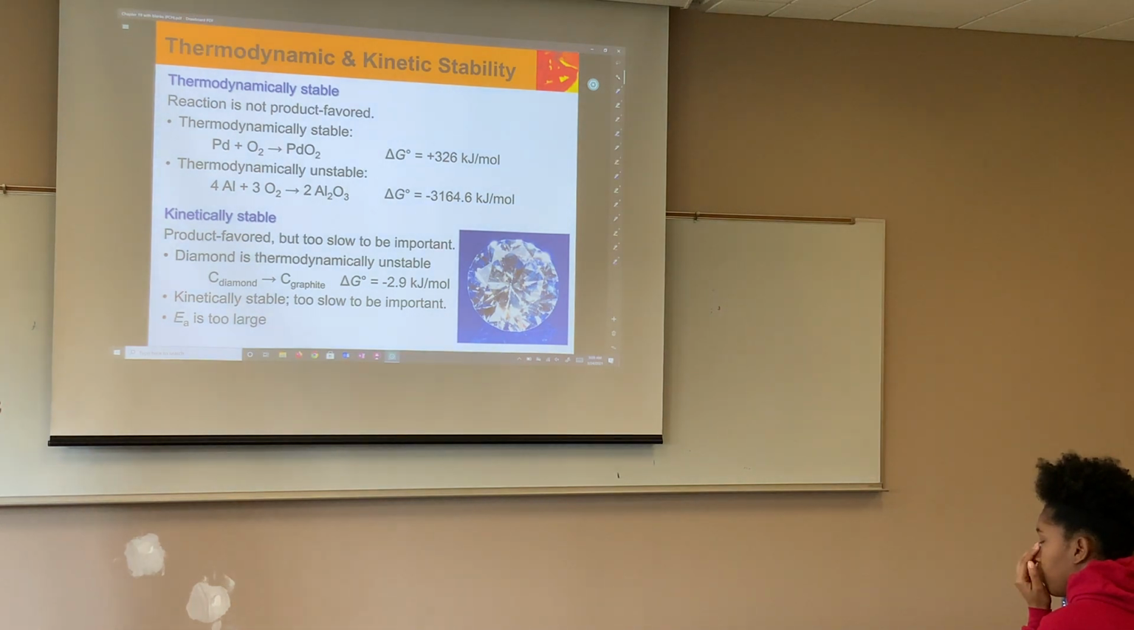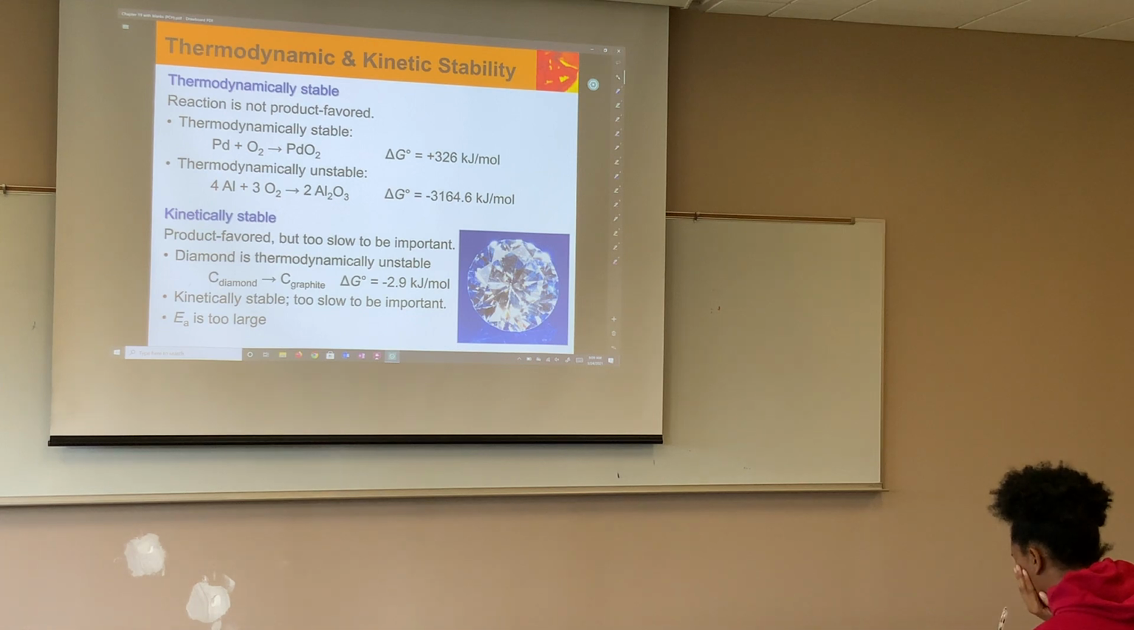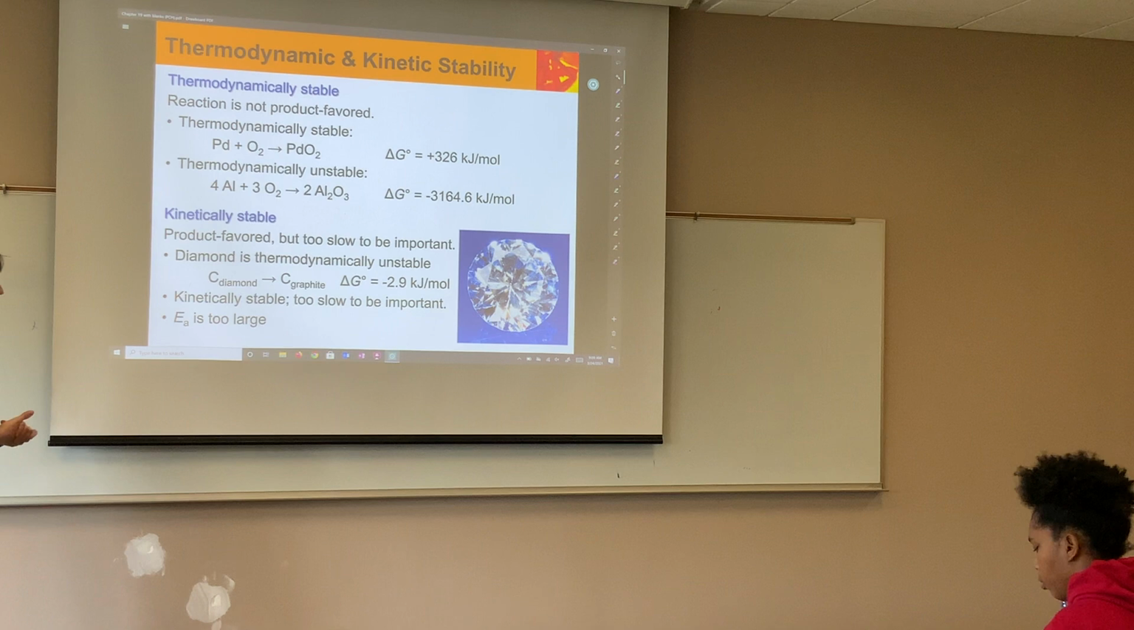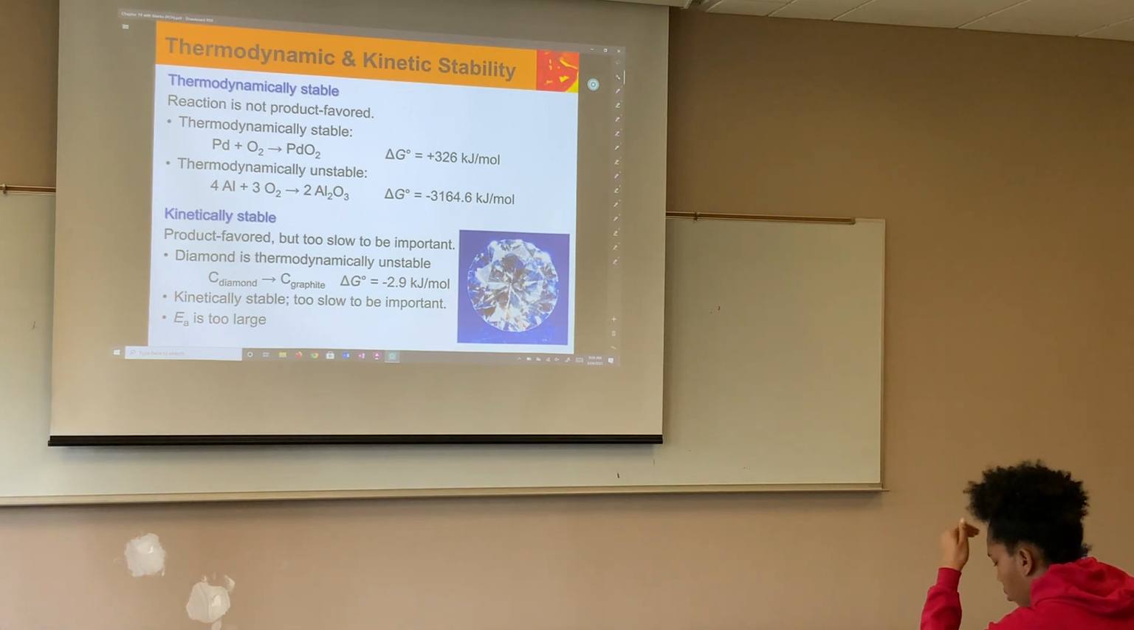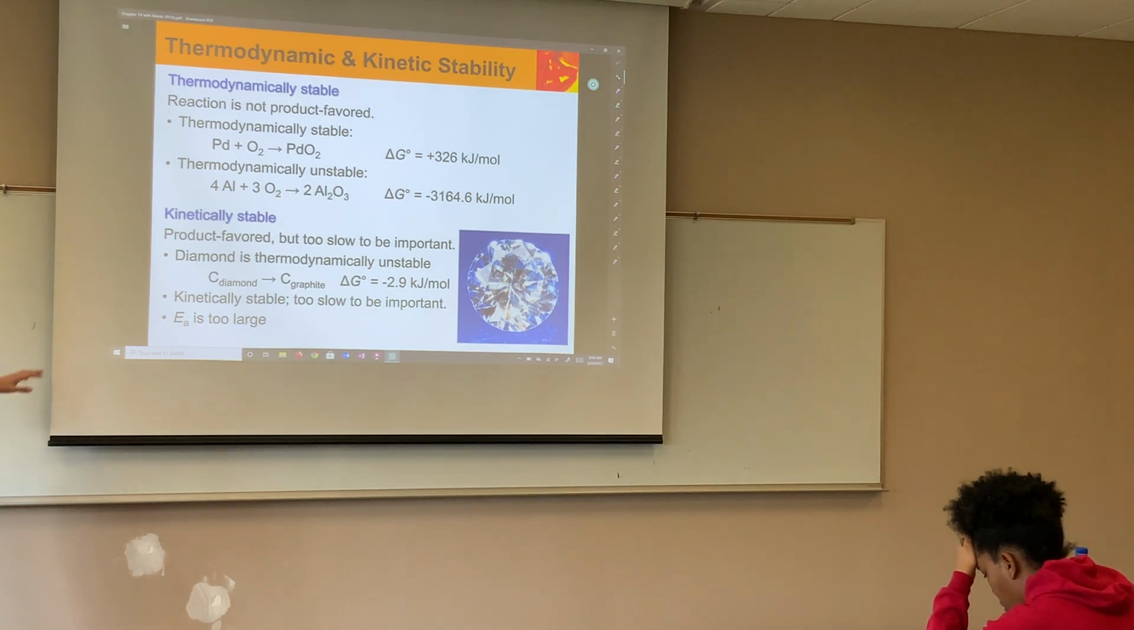So taking a look at the top there, a thermodynamically stable reaction has a delta G of plus 3.26. So what does that mean? It's not spontaneous in that direction. Thermodynamically unstable, a negative value for delta G there. And then product favored but too slow to be important.